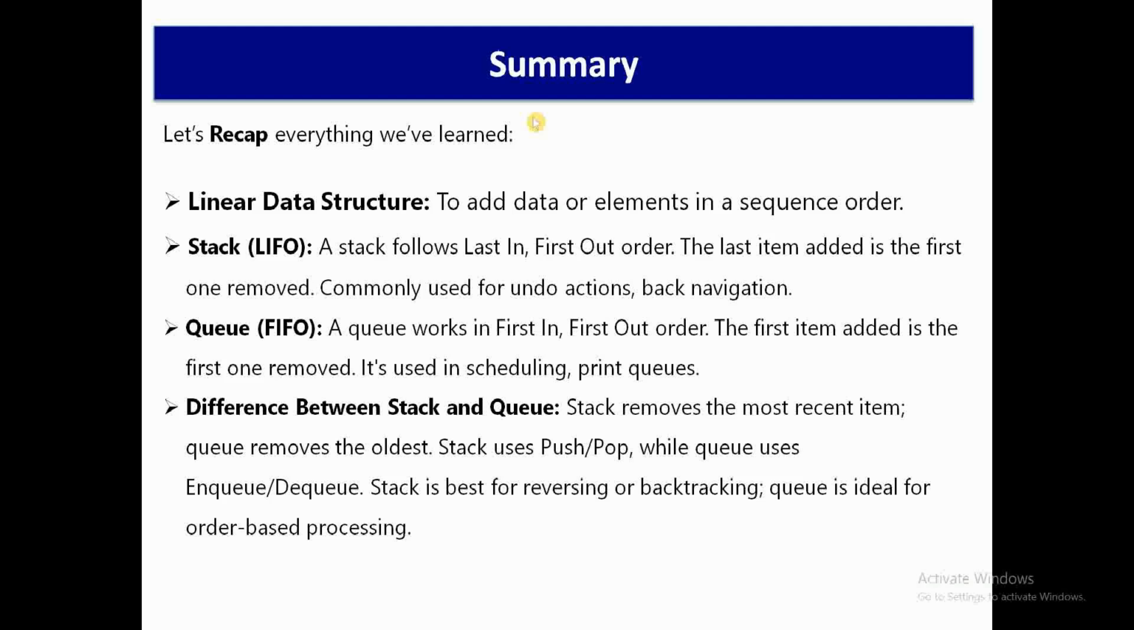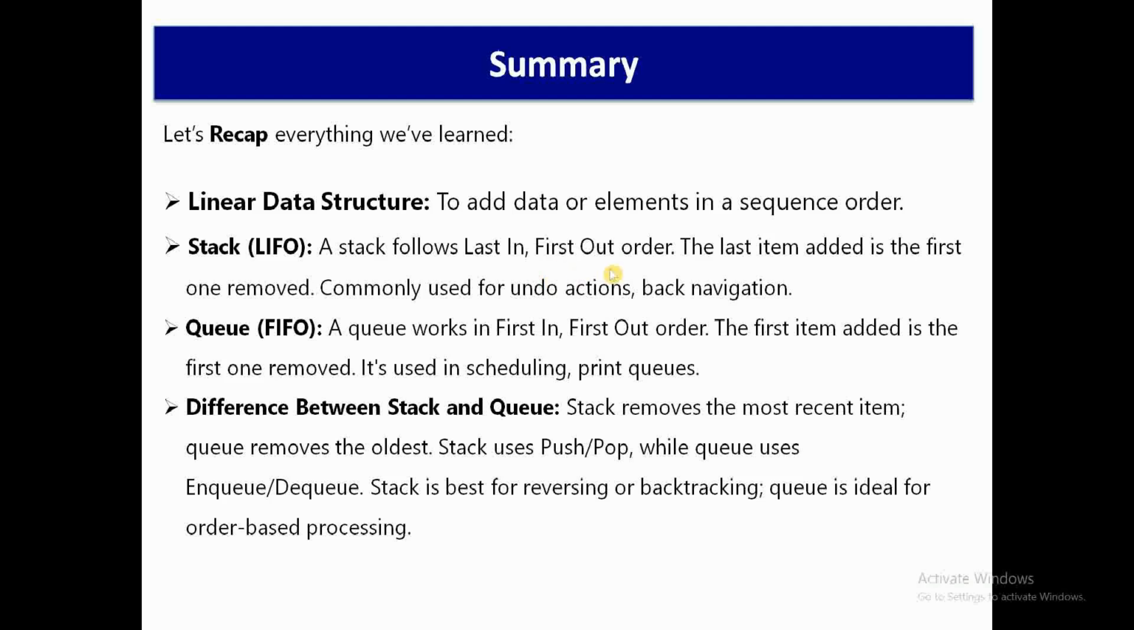Next we have the summary. So let's revise what we learned today. First is the linear data structure, to add data or elements in a sequence order. If we want to add or access data in a sequence, then we have a linear data structure. Its examples are stack and queue. A stack follows the approach of LIFO, last in first out, meaning whatever value was added last is first accessible. For example, if we have 10, 20, 30, then the last value, 30, is first accessible, at the top.